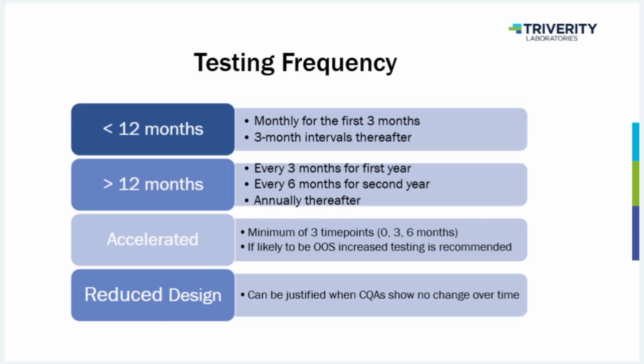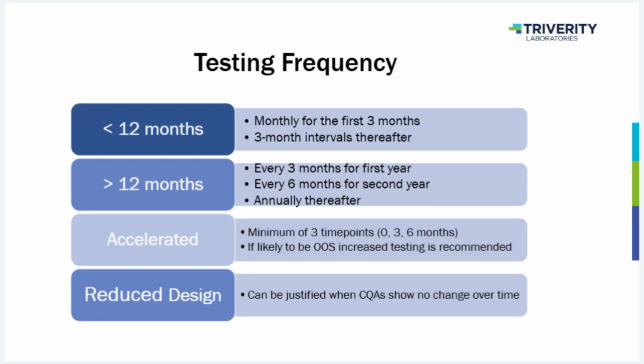Testing frequency, the time points that you're going to set: if the drug product or your drug substance has a shelf life that's less than 12 months, you need to test monthly for the first 3 months, and then in 3-month intervals after. And again, you're only going to 12 months there. If it's greater than 12 months, you test every 3 months for the first year, every 6 months for the second year, and annually thereafter. And this is detailed in the new guidance. I think this is industry standard, but hasn't necessarily been spelled out like this before. And both of those are for long term.